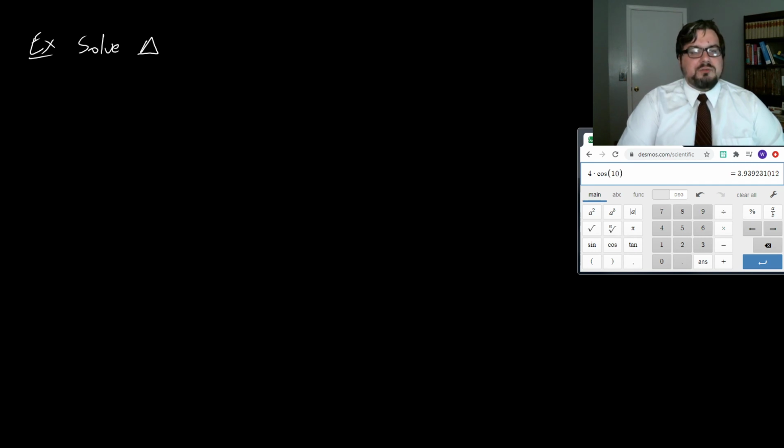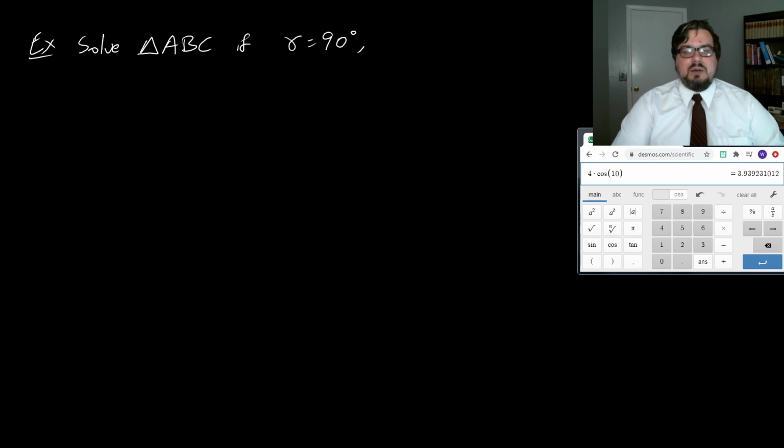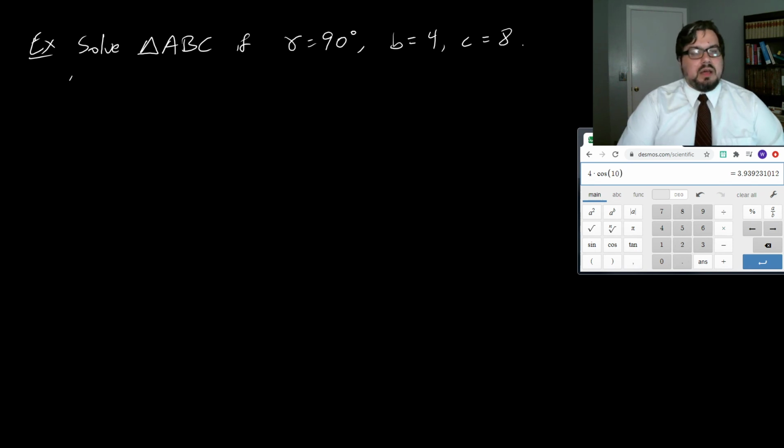So let's solve triangle ABC if gamma is 90 degrees again. But now we'll say that B is equal to 4, C is equal to 8. And approximate to 2 decimal places.